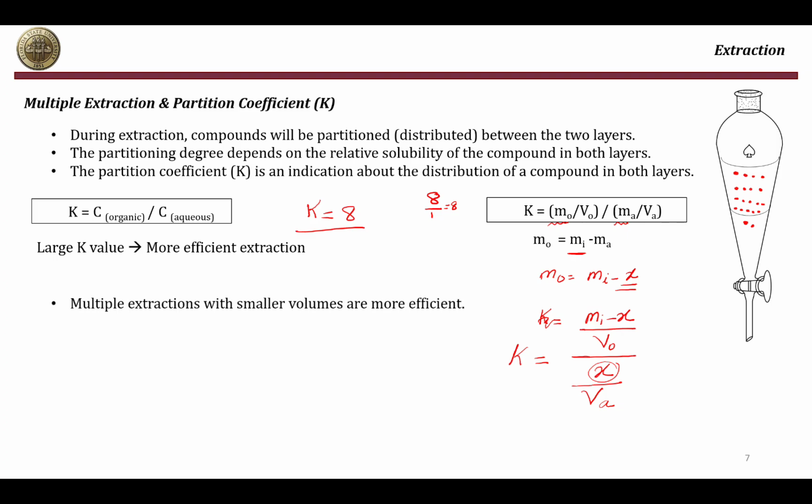Usually multiple extractions with smaller volumes are more efficient. So if you have the option to do 3 extractions with 20 milliliters versus doing 1 extraction with 60 milliliters, 3 extractions with 20 milliliters will always give you better results. This will always enable you to extract more of your compound from the aqueous layer into the organic layer. So always, multiple extractions with smaller volumes are better than a single extraction with one volume.